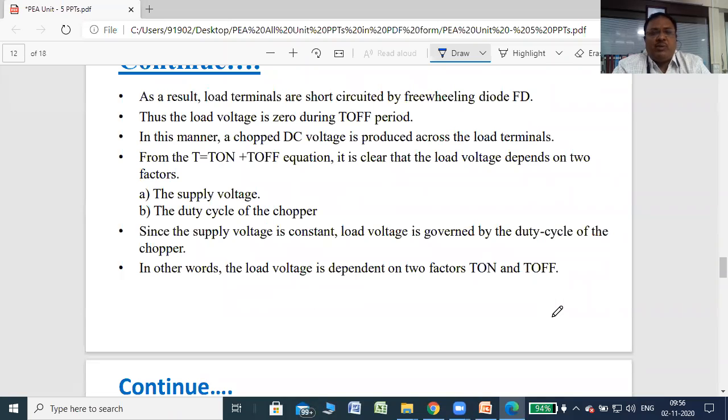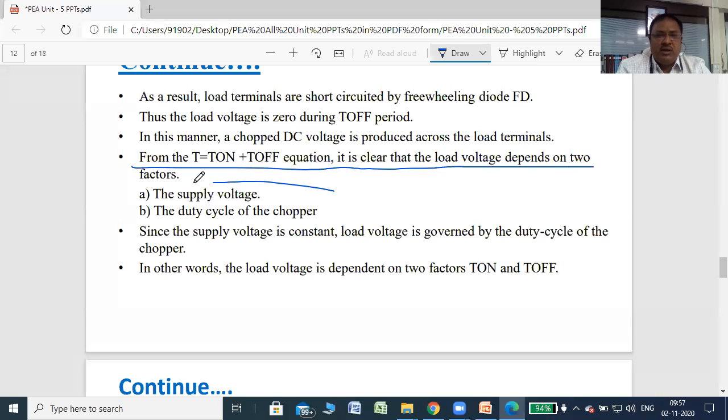From the T equal to T on plus T off equation, it is clear that the load voltage depends on two factors: the supply voltage and the duty cycle of the chopper. Again, this is very important. The load voltage depends on two factors, that is the supply voltage and, most important, the duty cycle. Very, very important, the duty cycle, right? So the duty cycle of the circuit decides the output voltage.